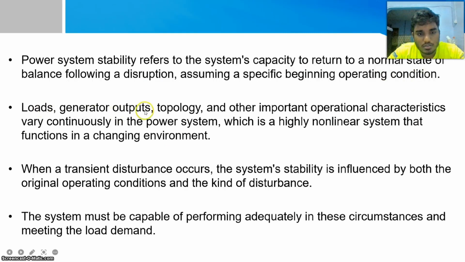Loads, generator outputs, topology, and other important operation characteristics vary continuously in the power system, which is a highly nonlinear system that functions in a changing environment. So when a transient disturbance occurs, the system's stability is influenced by both the original operating conditions and the kind of disturbance. The system must be capable of performing effectively in these circumstances and meeting the load demand.